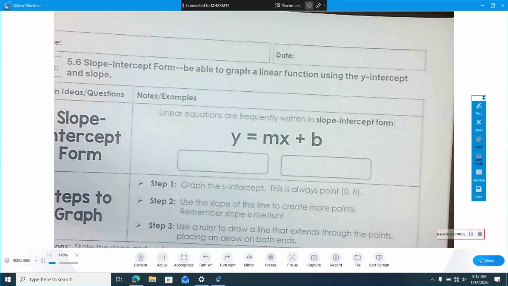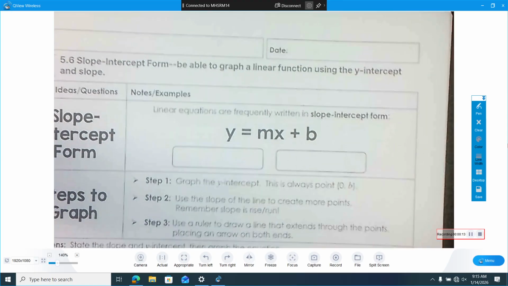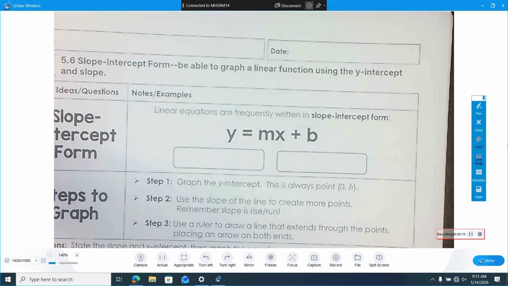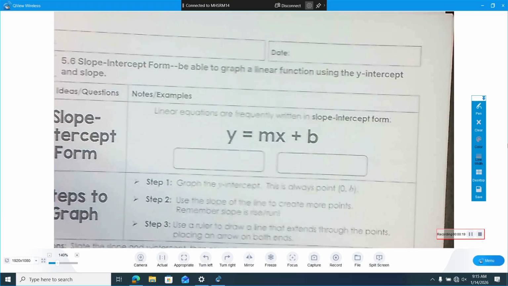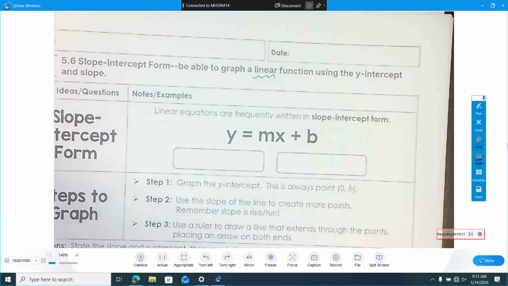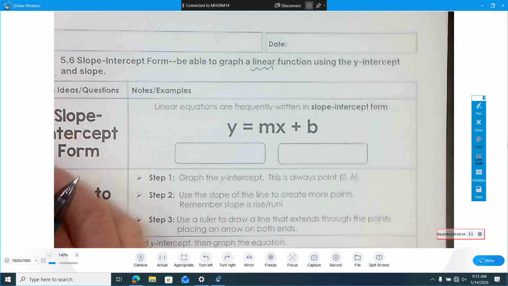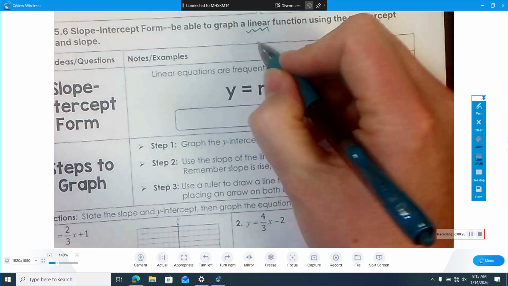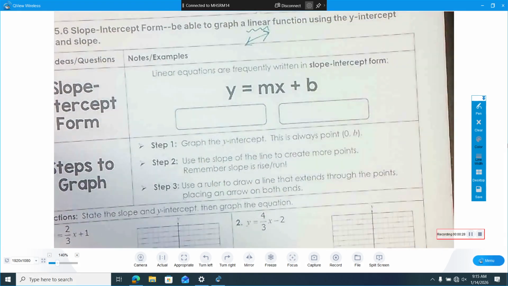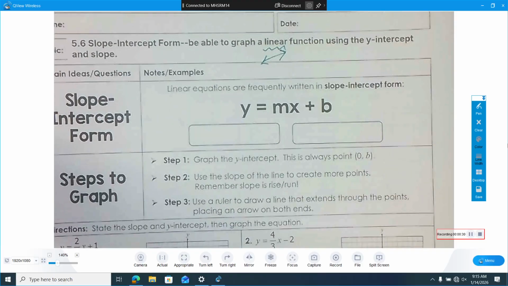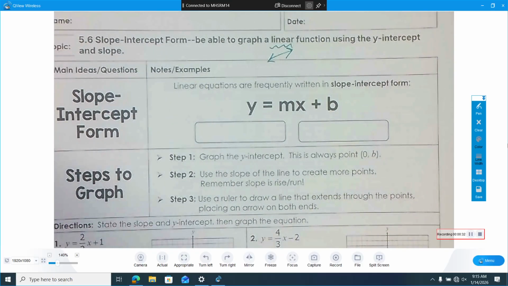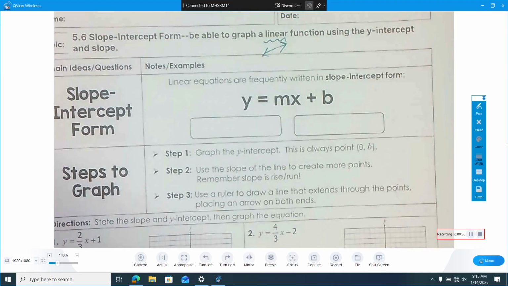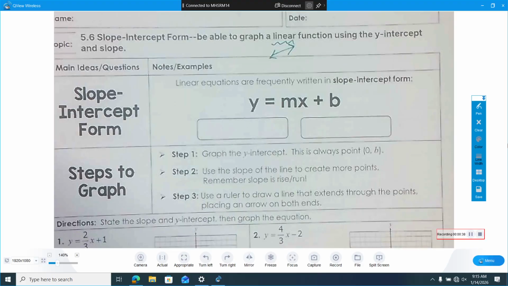Beautiful. So today we're talking about slope-intercept form, and we want to be able to graph a linear function. What is a linear function? Why do we call it linear? It's a straight line, yeah. It's just a straight line. It's got the root of the word line in it. So we're just graphing lines, okay, using a y-intercept and the slope.